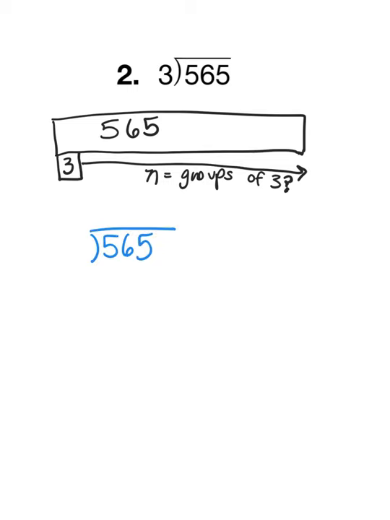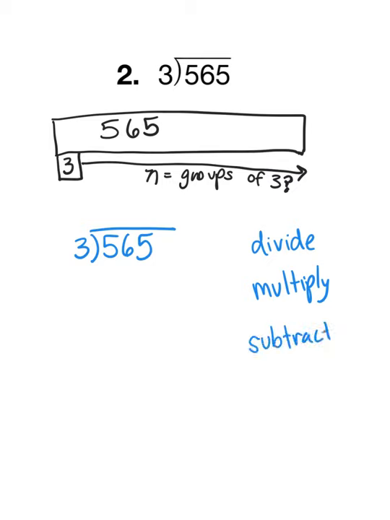Dividend, 565. Divisor is 3. And our steps are, of course, divide, multiply, subtract, compare, and bring down.